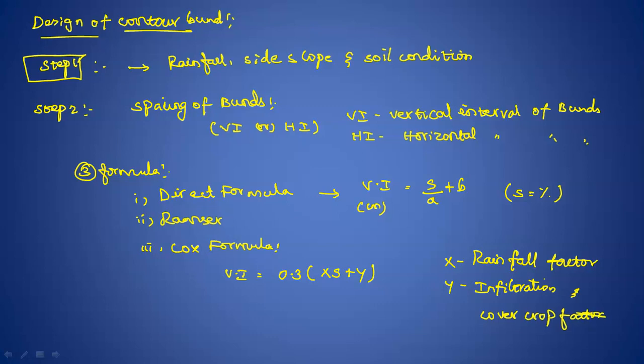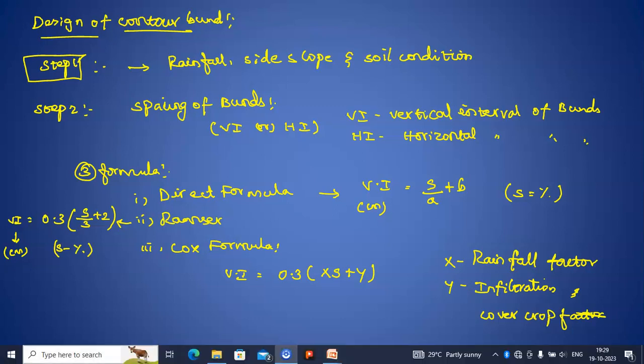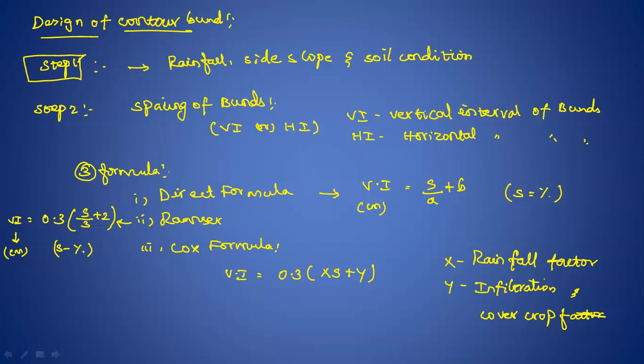So in Ramsar formula, VI is equal to 0.3 S divided by 3 plus 2. This is the Ramsar formula where VI is in centimeter and S is the slope in percentage. So these are the most important formulas in finding the spacing of the VI bunds. Next we are going to find out the horizontal interval. Step 3.